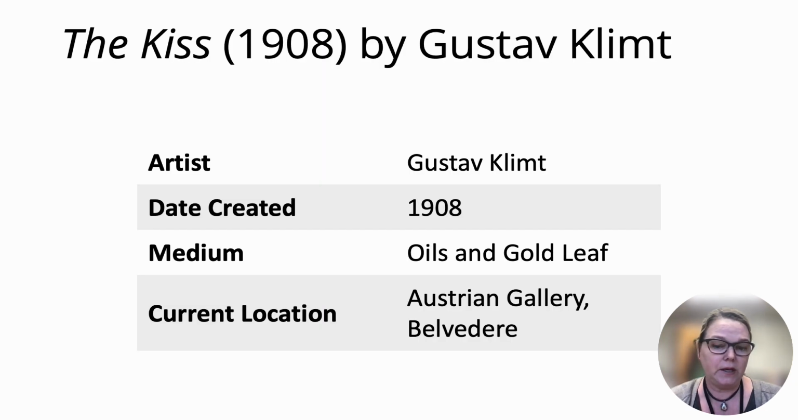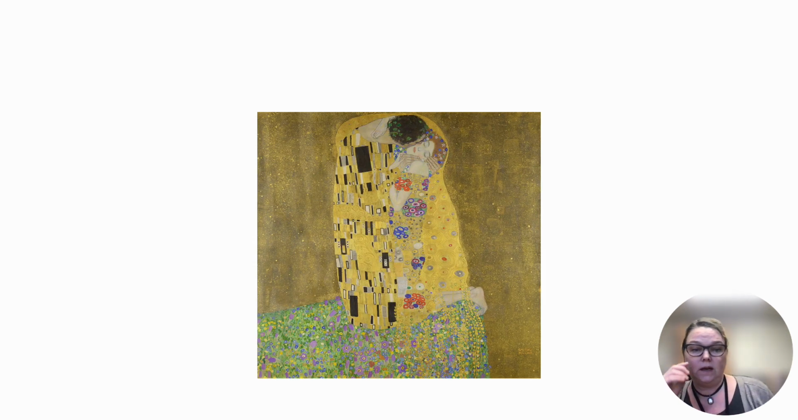The Kiss by Gustav Klimt. This is done in oils and gold leaf. This painting, The Kiss, displays an affectionate couple kneeling in a flowery meadow. The male, dressed in a geometrically patterned robe and wearing a vine crown on his head, clutches the lady's face as he moves in to kiss her.